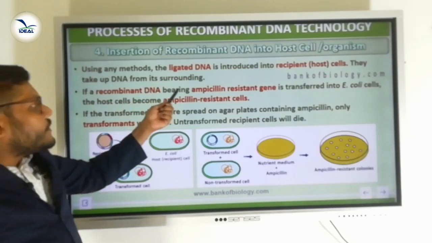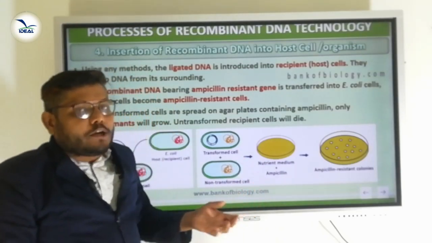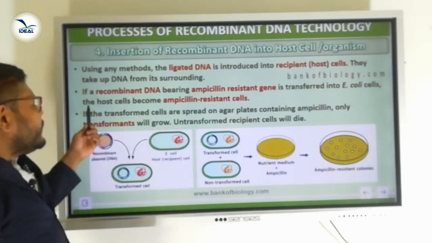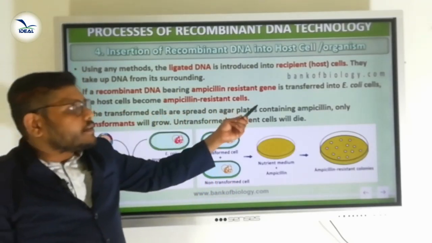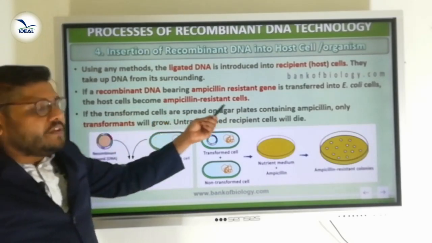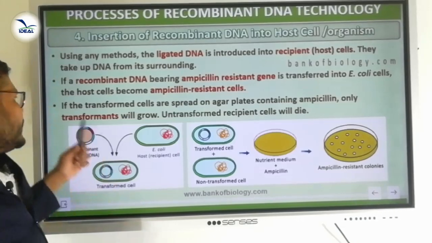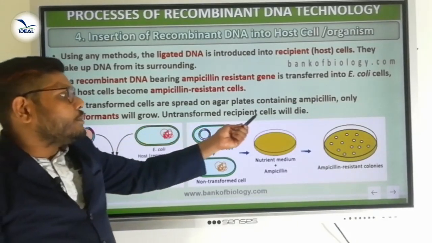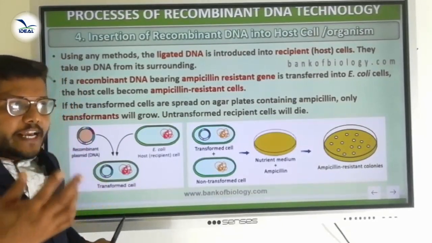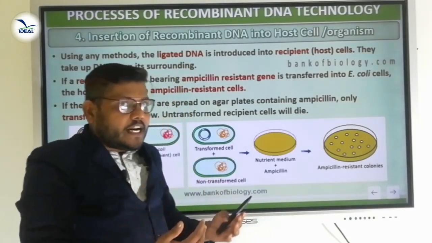They take up DNA from its surroundings. Through vector or vectorless method, we can introduce that particular DNA into the host cell. If a recombinant DNA bearing ampicillin resistant gene is transferred into E. coli cells, then the host cell becomes an ampicillin resistant cell. Transformed cells are spread on agar plate containing ampicillin. Only the transformant will grow and the non-transformed recipient will die. Before, we already explained how the transformant is selected from the non-transformant.